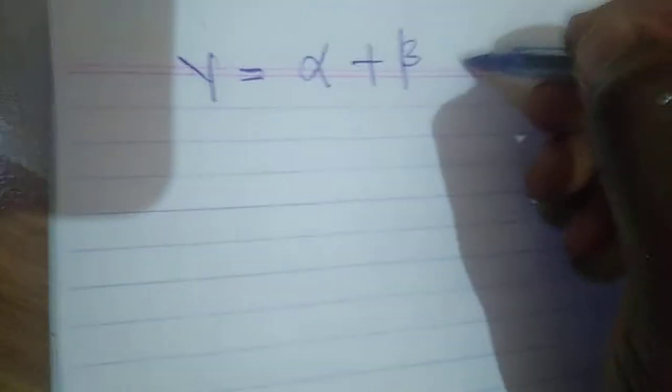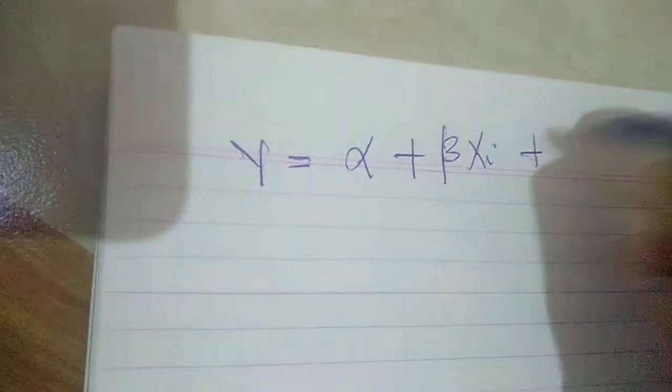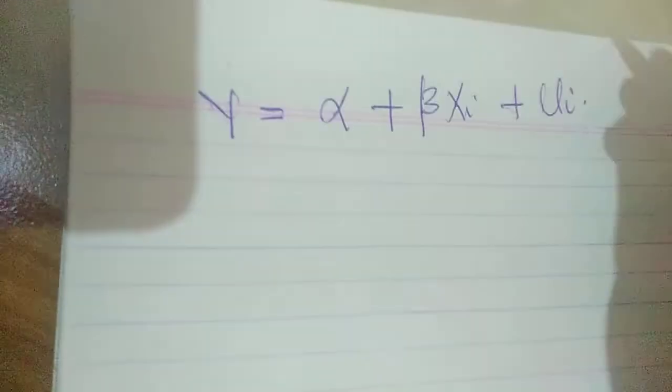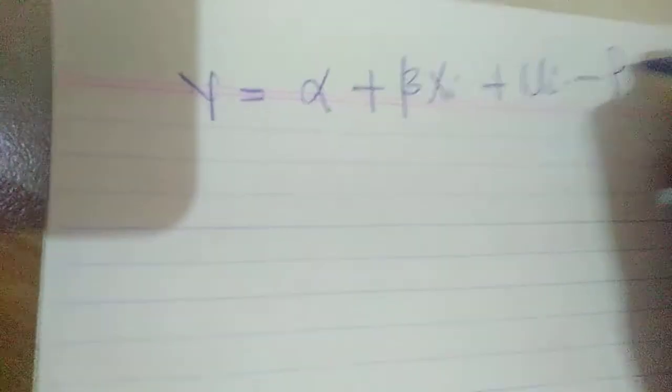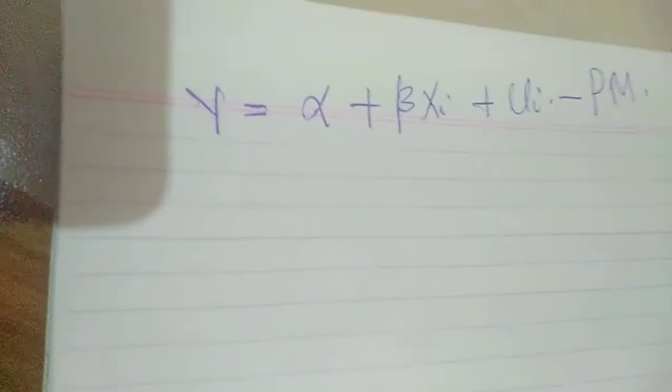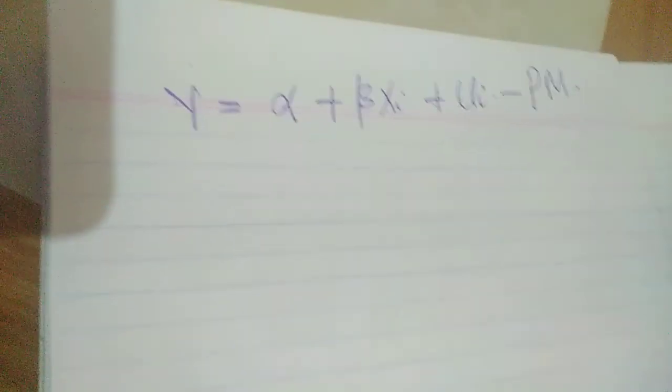Today I'm going to prove a few formulas that help you to solve problems in the simple regression model. Now, assume we have an equation y is equal to alpha plus beta xi plus ui. This is the population model. I call it PM, population model or population regression model.